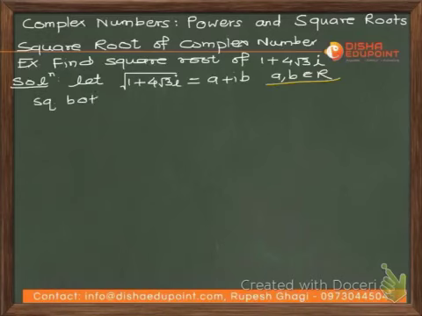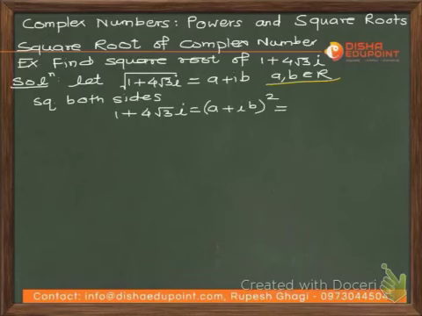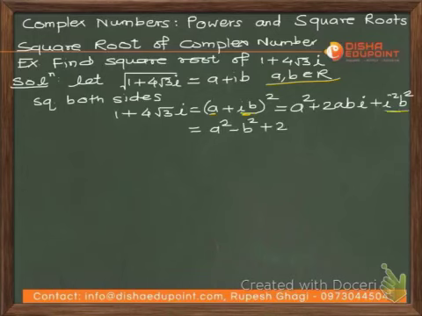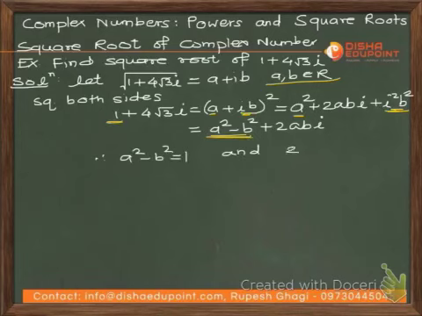Okay, so squaring both sides, what we will get is 1 plus 4 root 3 i is equal to (a plus ib) whole square. Now (a plus ib) whole square is a square plus twice a ib plus (ib) whole square, which will be i square b square. Now i square is equal to minus 1, so it is a square minus b square plus twice ab i. Now two complex numbers are equal if their real parts are equal. So obviously equating the real parts, a square minus b square must be equal to 1, and equating the imaginary parts, twice ab must be equal to 4 root 3.